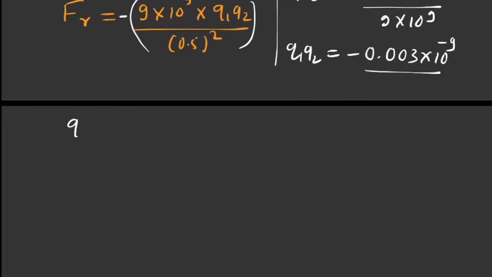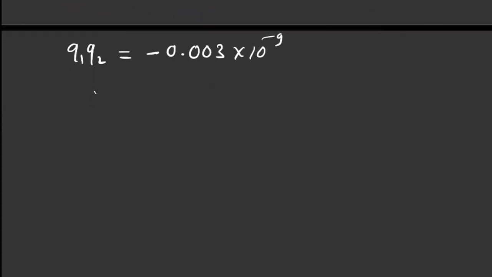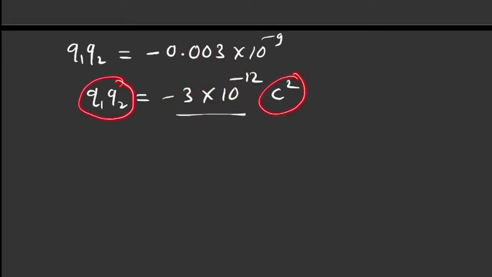What is the value of Q1 into Q2? We will get minus 0.003 into 10 to the power minus 9. So can I write this as Q1 into Q2 is equal to minus 3 into 10 to the power minus 12 coulomb square? I am just moving the decimal point here 3 times. If it is 9 here, 10, 11, 12. So when it comes here, it is minus 3 into 10 to the power minus 12. Because it is Q1 into Q2, the unit is coulomb square.